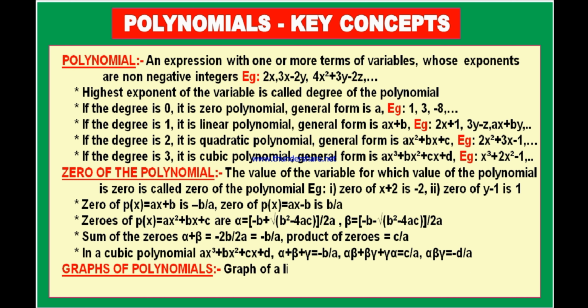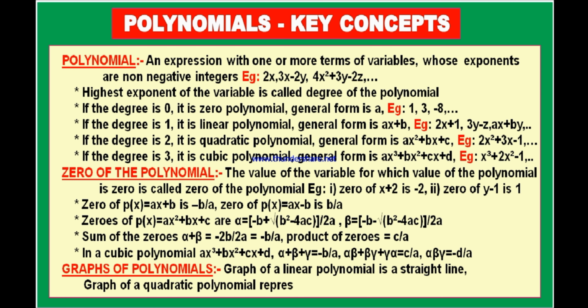Now the graph of a polynomial. Graph of a linear polynomial is a straight line. If we draw a graph of any linear polynomial which is in the form of ax plus b, you will get a straight line. But if you draw the graph of a quadratic polynomial which is in the form of ax square plus bx plus c, then you will get a parabola. Therefore, the graph of a quadratic polynomial represents a parabola. Do you know how the parabola may look like?